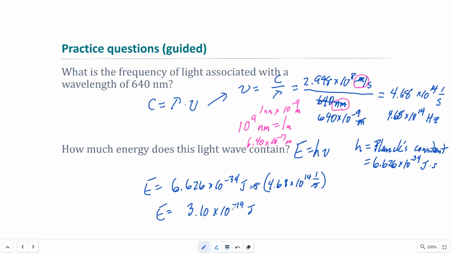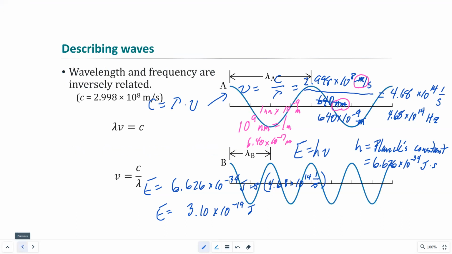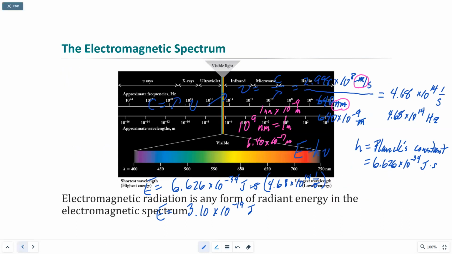Now, this doesn't seem like a whole lot of energy, and it isn't. But we have to understand that this is the energy of a single light wave, and not a terribly energetic one at that. If we go back and look at where 640 nanometers is on our light scale, we're talking about somewhere here in the yellow-orange range. So not terribly energetic light to begin with.